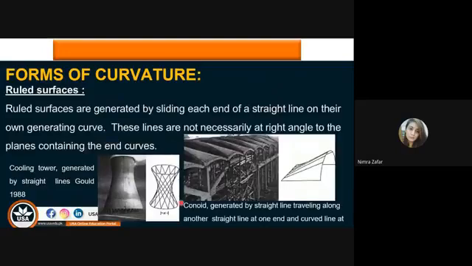Then we have ruled surfaces. Ruled surfaces are generated by sliding each end of a straight line on their own generating curve. These lines are not necessarily at right angle to the planes containing the end curve.